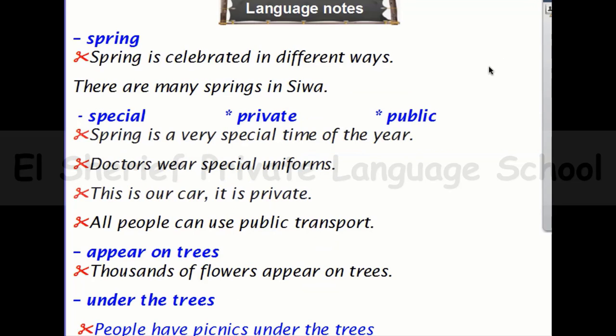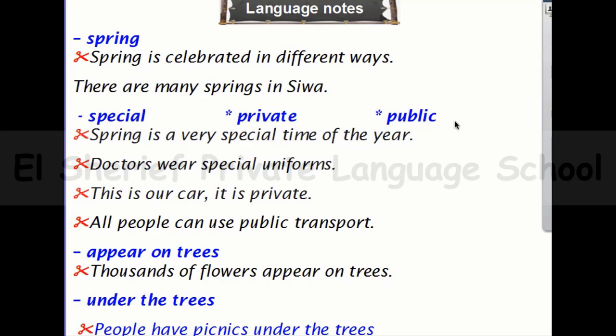Let's turn to the language notes. Number 1, spring. Spring has two meanings. Look at the first sentence. Spring is celebrated in different ways. Spring here is a season of the year. But the second one, there are many springs in Siwa. Springs here means places where water comes naturally to the surface from the ground.